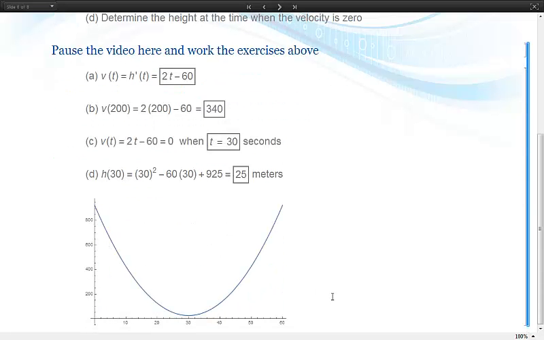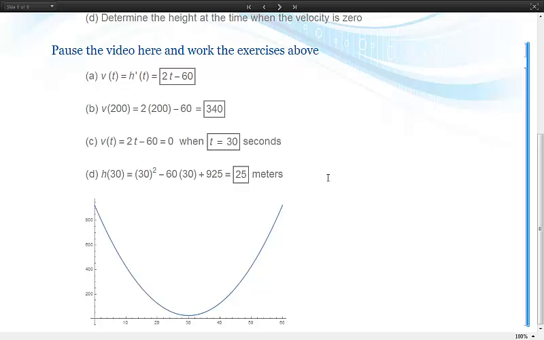And here's the graph of that function. Notice it's a right side up parabola, so we start out at 925 meters and then fall all the way down to 25 meters here at the bottom, and then we go back up. So this might be on a spring or something that's making this object do that.